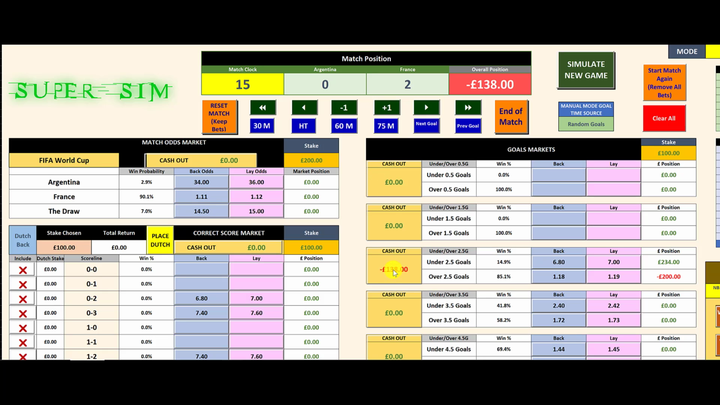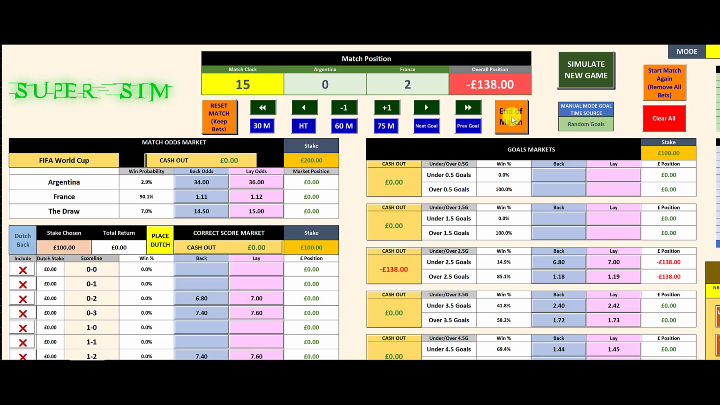So we would definitely be taking a loss at this particular point. So it would be a loss in this case of 138, and we're going to get that locked in. And so that is a very good example. That shows you probably that's as bad as it gets. If you're backing under 2.5 goals and you're getting 2 goals within the first 15 minutes, that is as bad as it gets. So anyway, let's end the match and see how this one ended.